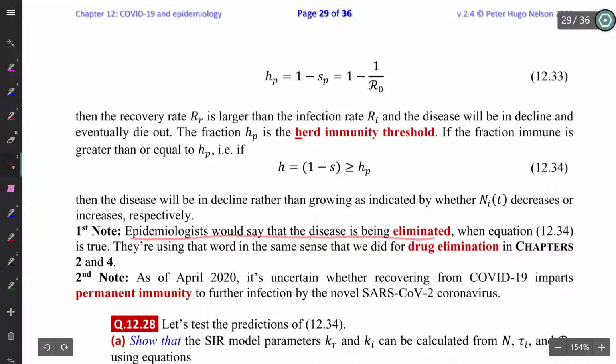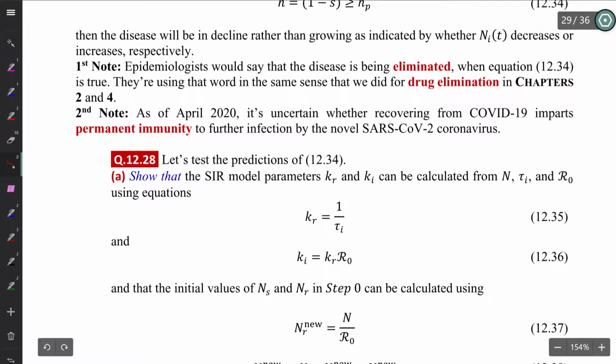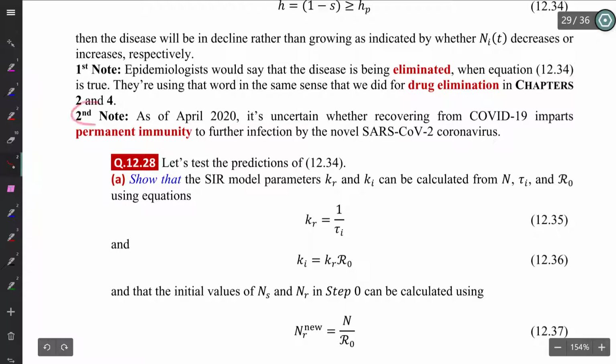Epidemiologists would say the disease is being eliminated when this equation is true, right? So if the fraction immune is greater than that critical threshold, the herd immunity threshold, then we're on our way down. And they're using this word eliminated in the same way that we used drug elimination in chapters 2 and 4. And then who knows what people are going to figure out.